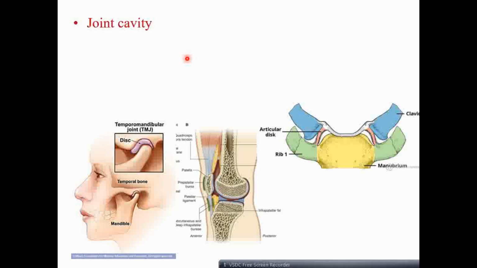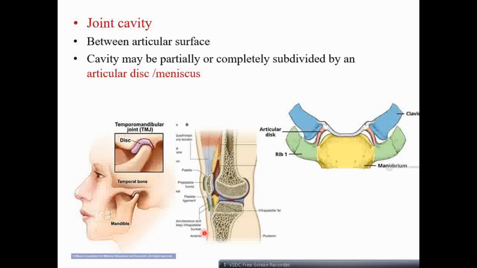Joint cavity. We have already told you about the complete structure. Between the two articular cartilages, with the fibrous capsule surrounding outside, the cavity that lies inside is referred to as the joint cavity. Sometimes the joint cavity is divided completely or partially by an articular disc or menisci. Here you can make out an articular disc which divides the joint into an upper compartment and a lower compartment. This is an example, the temporomandibular joint.